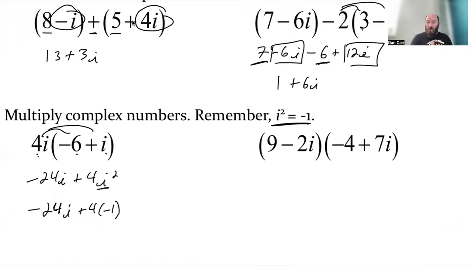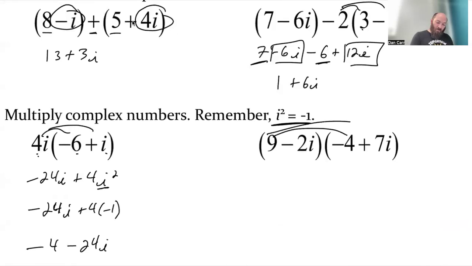Now, a lot of times when we write our complex numbers, we write the real part first. So I'm going to swap that order, make it a negative 4 minus 24i. Over here, we're going to just do normal distribution. So 9 times both of those, that's going to give me negative 36.